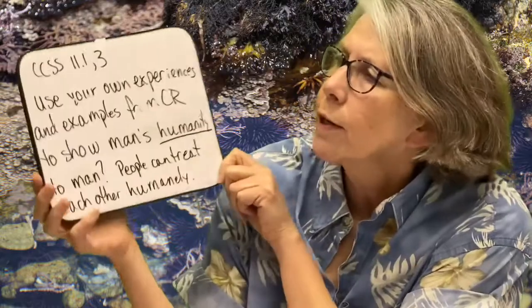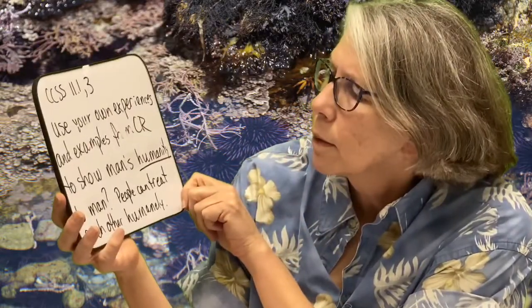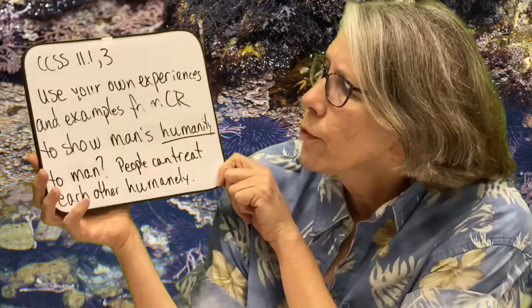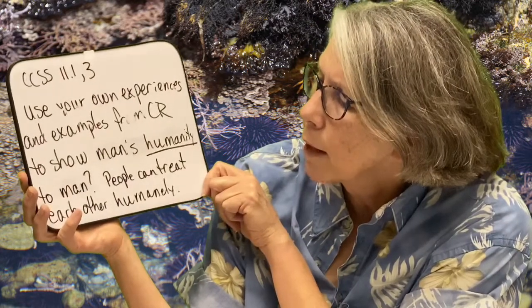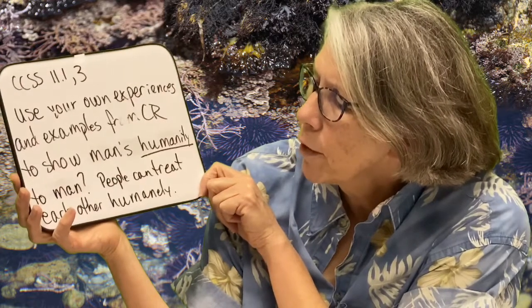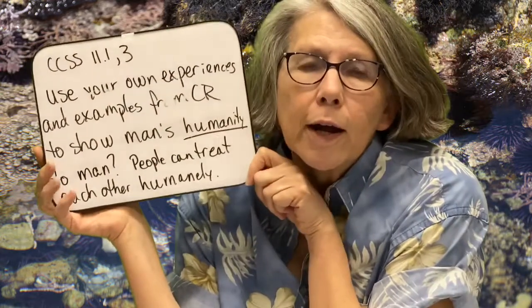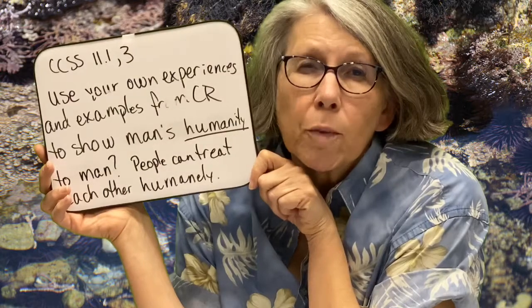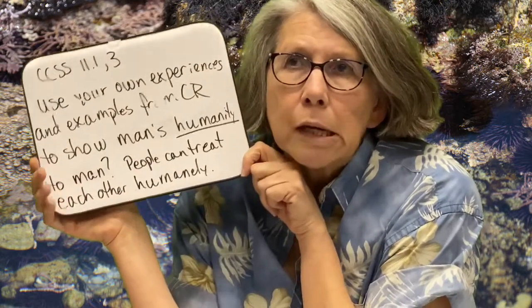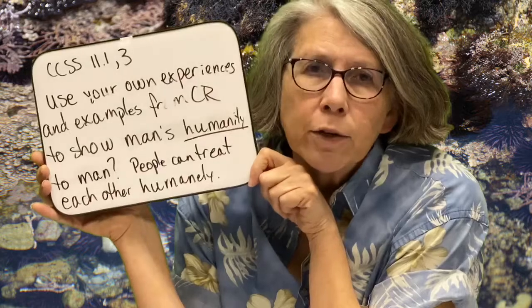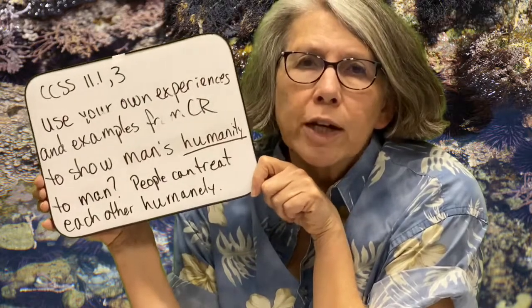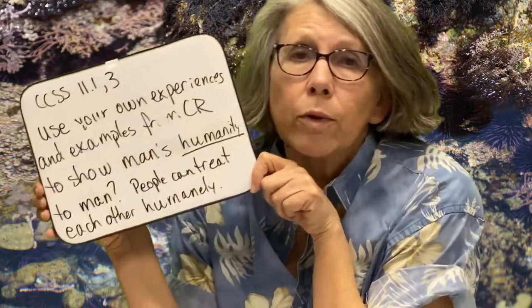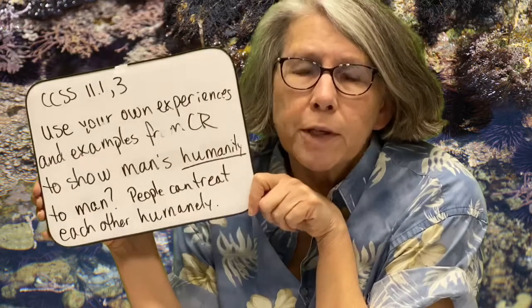And this one is definitely 11th grade. So use your own experiences and examples from Cannery Row to show man's inhumanity to man. People can treat each other humanely. All right, I know that the pronouns or man's inhumanity to man might be a gender faux pas, but word it how you want, but just show how people can treat each other humanely or inhumanely. Use examples from the text to do that.